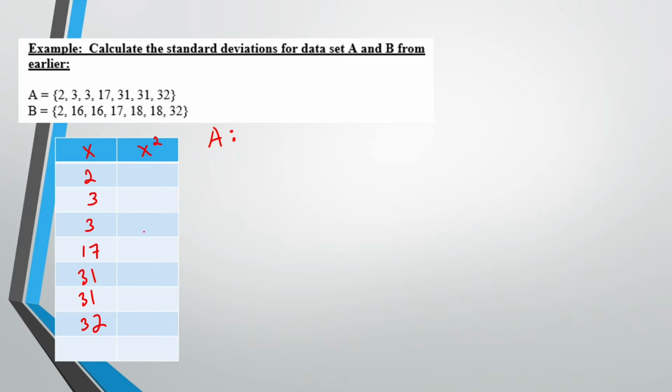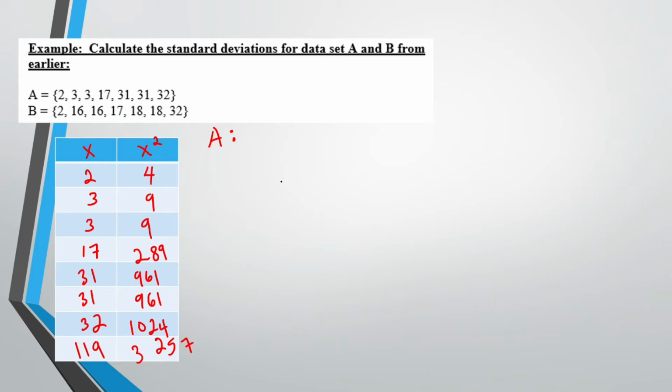We're going to square each of these values. 2 squared is 4, 3 squared is 9, 3 squared is 9, 17 squared is 289, 31 squared is 961, 31 squared is 961 again, 32 squared is 1024. We'll now add the two columns, and the total is 119 for the first column, and the total for the second column is 3,257.